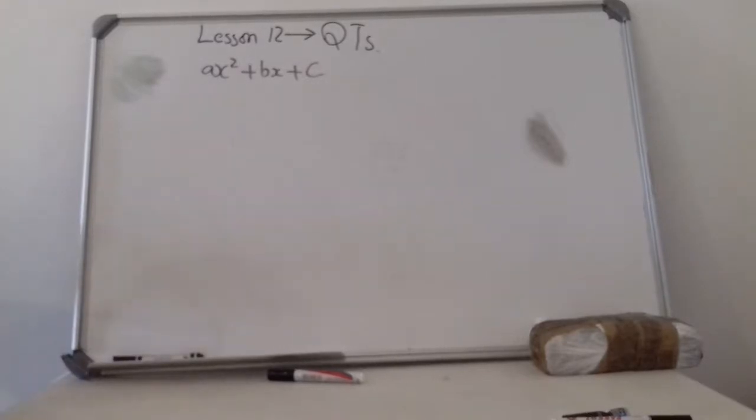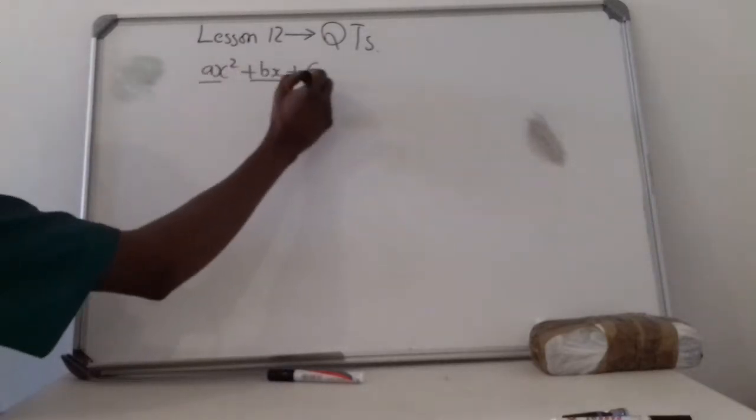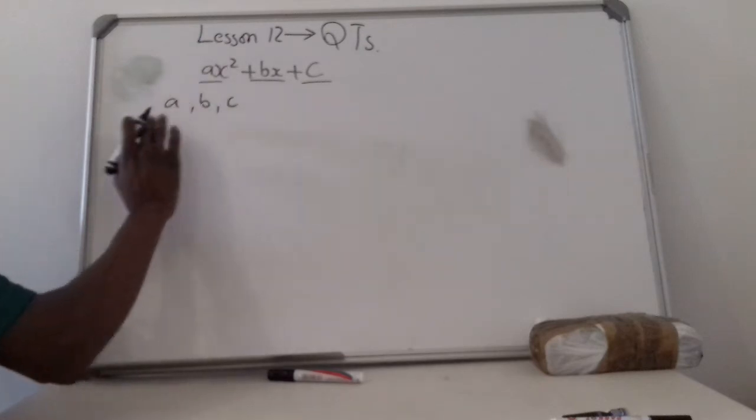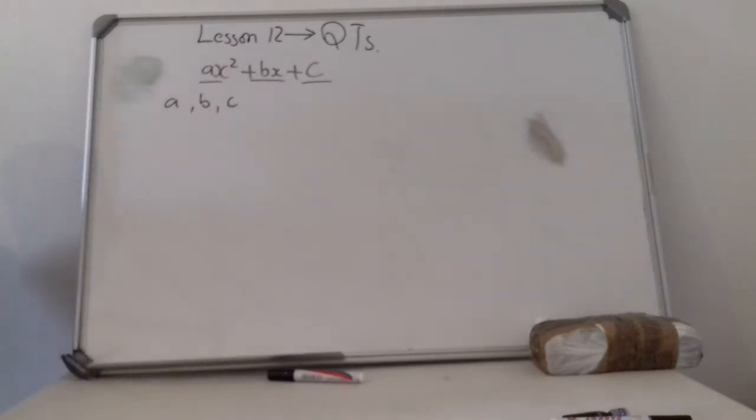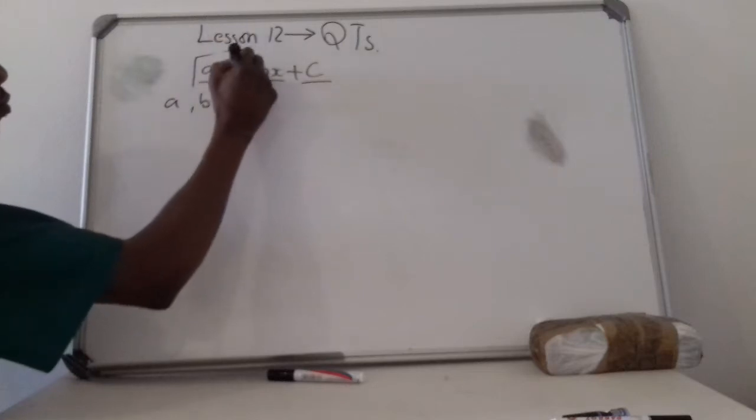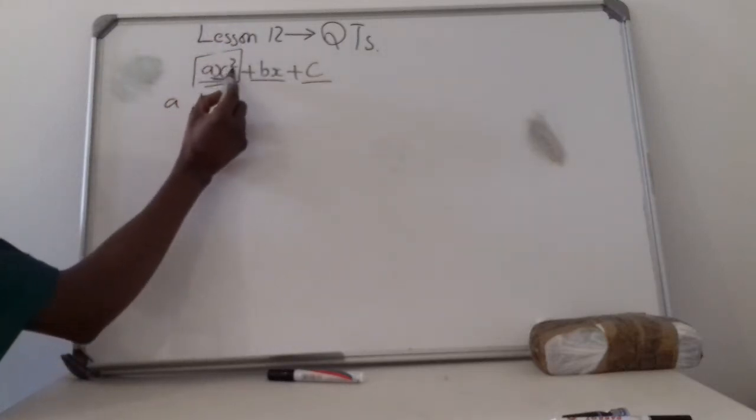In this video, I am going to show you how to factorize a quadratic trinomial. A quadratic trinomial has three terms, where a, b, c are rational numbers, meaning that they can be whole numbers or fractions. If you look at the first term, it has a coefficient of a and then the variable x has an exponent of 2.